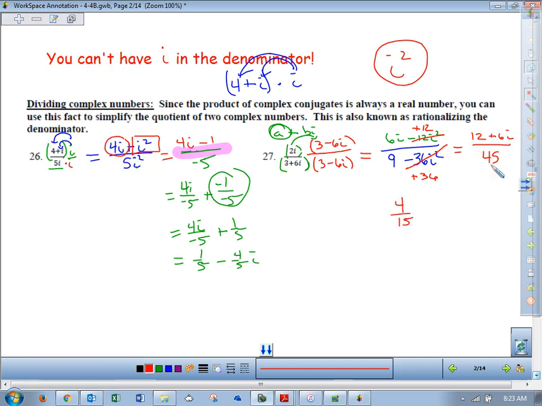What kind of result will this second guy be? Will he be positive or negative when you have a plus 6i over 45? Will it be a positive number or a negative number? 6i divided by 45. Positive or negative? Positive. Reduce it. What number goes into both 6 and 45 evenly? Does 3 go into them again? Does 3 go into 6 evenly? How many times? 3 goes into 45 15 times.